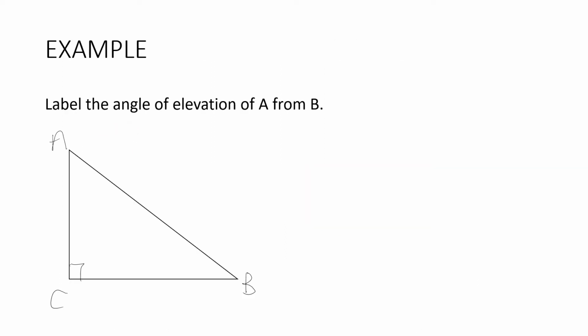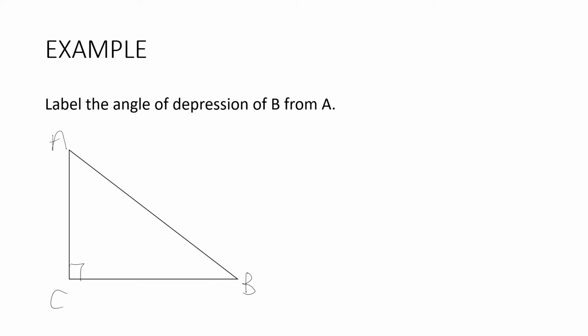So let's have a look at this example. Let's label the angle of elevation of A from B. So we'll put ourselves down here at point B and we'll look up to A. And so the angle is going to be between the horizontal and looking up to the object. So it's here.